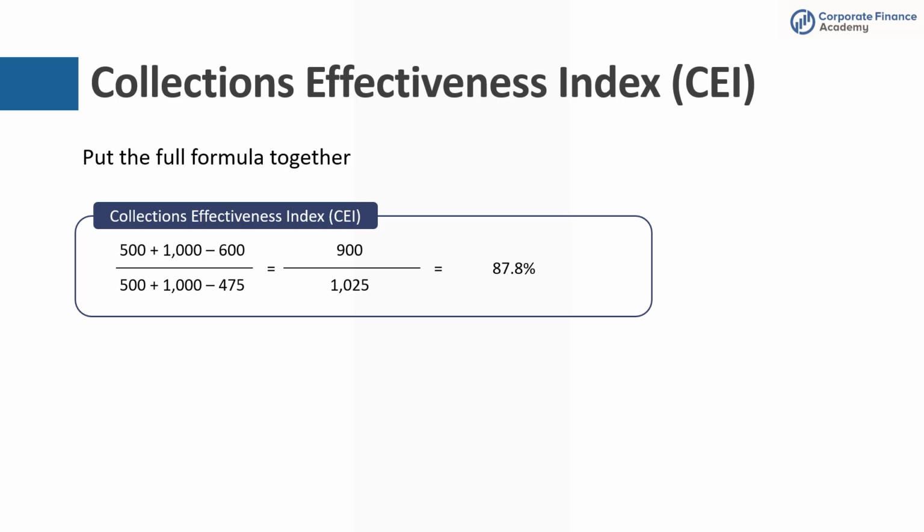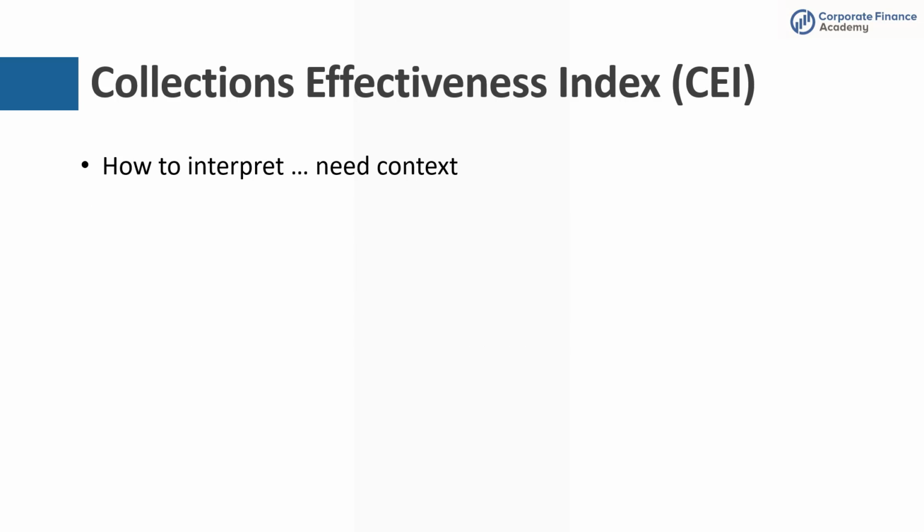So those sum to 900 for the numerator. So that's the cash you collected out of a possible cash collected of 1,025, which gives you an 87.8% collection percentage. So as it says, this tells you that 87.8% of the cash that was due to be collected was collected. So how do you interpret it?